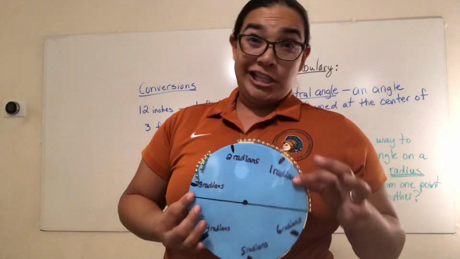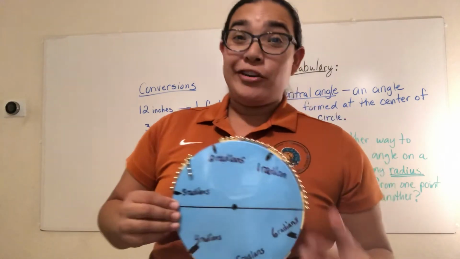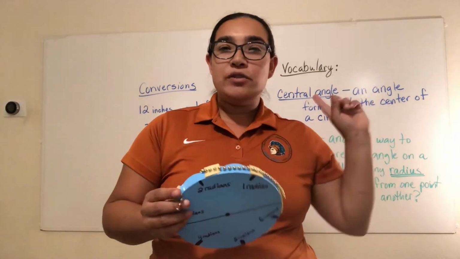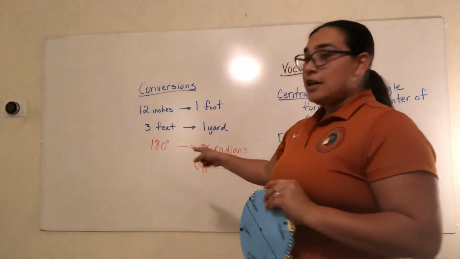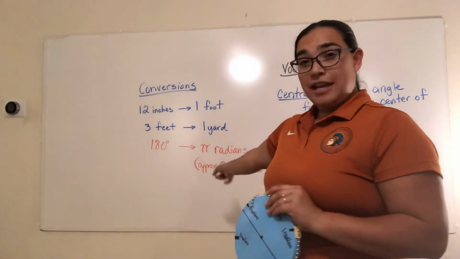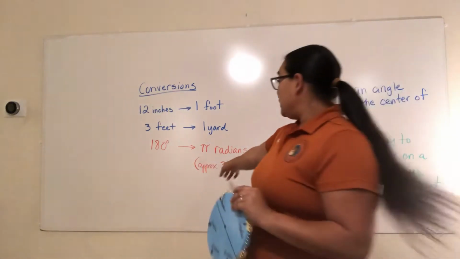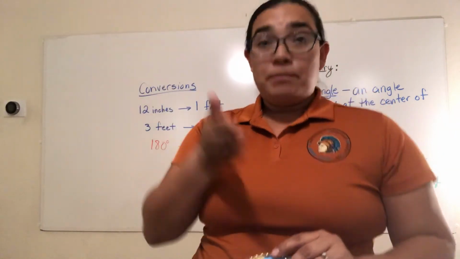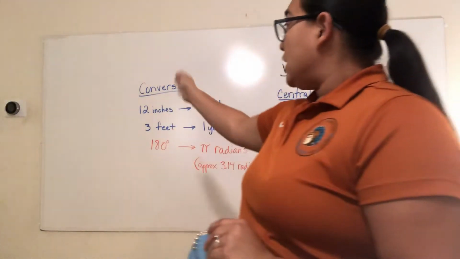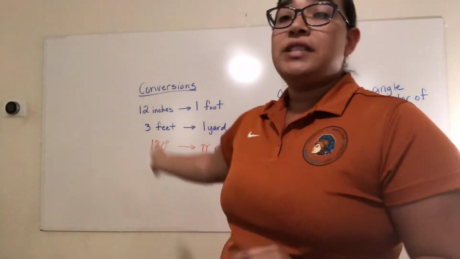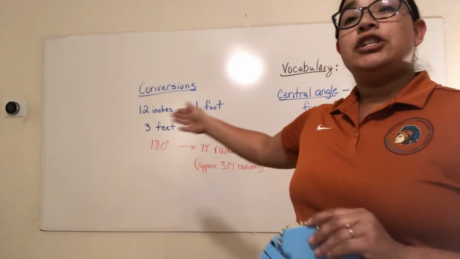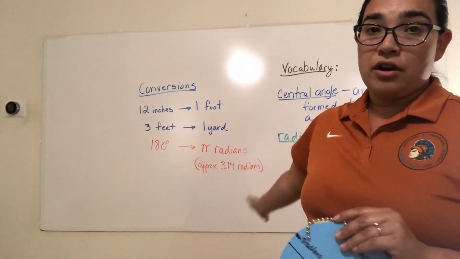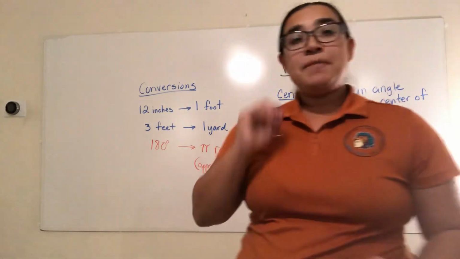I would have had you do this in class, remember, but we're not in class right now, so I did it for you. But hopefully this gives you a better idea of why we use that conversion right there. 180 degrees is exactly the equivalent to pi. And so we say pi radians because remember, we're making a conversion. So degrees to radians. And so just like you say 12 inches to 1 foot, we're saying 180 degrees to pi radians or 3.14 radians. Okay, keep that in mind as we move on.